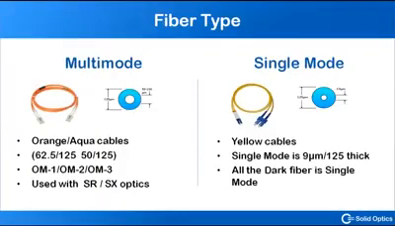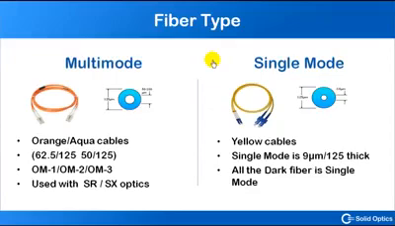In general you got two different types of glass fiber. You got the multimode and the single mode. The multimode are orange cables, orange or aqua bluish cables. On the cable itself you can see there's written 62.5 divided by 125 or 50 divided by 125 or OM1, OM2, OM3. Those are multimode standards. You can use these cables with SR or SX optics.